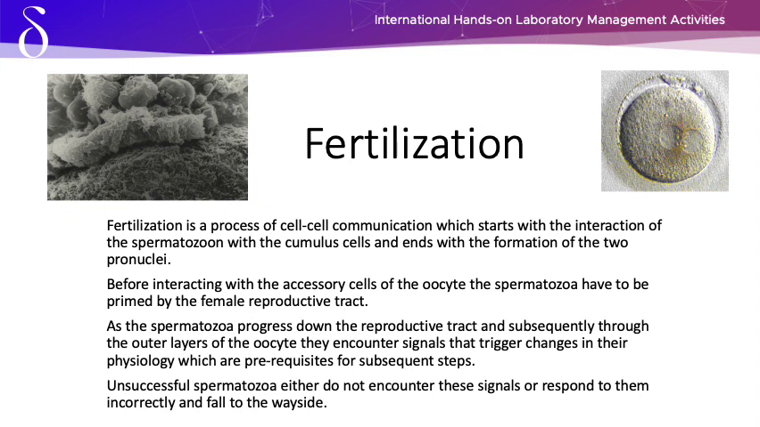Before interacting with the accessory cells, the oocyte also has to be primed by the female reproductive tract, which changes a lot of physiology of the sperm as it goes through the reproductive tract. As it's going through the tract and also the outer layers of the oocyte, the sperm have to encounter signals that trigger changes in their physiology, which are prerequisites for subsequent steps. So in a stepwise process, it's going through the outer layers, and all the unsuccessful spermatozoa that do not encounter these signals will fall to the wayside.